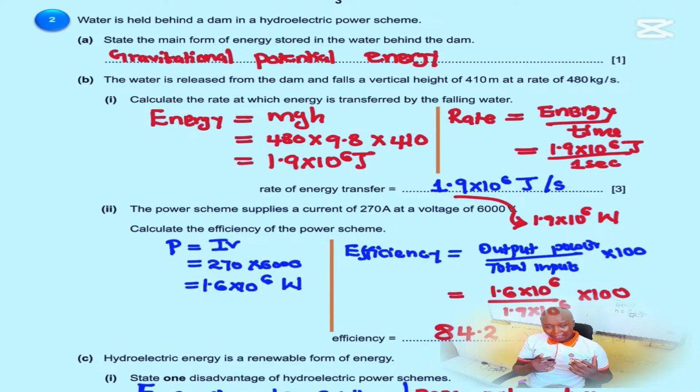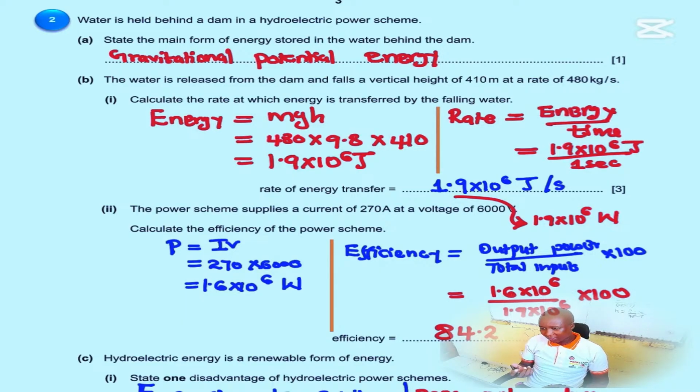So the energy that is being used there is gravitational potential energy, which is converted to kinetic energy, and then it rotates the turbines, and then the turbines are able to rotate the shaft of the generator in order to produce electricity through electromagnetic induction. So we are going to look at the rate at which energy is transferred.